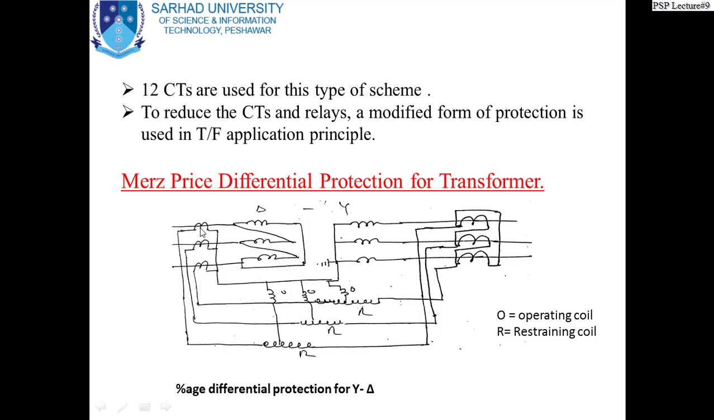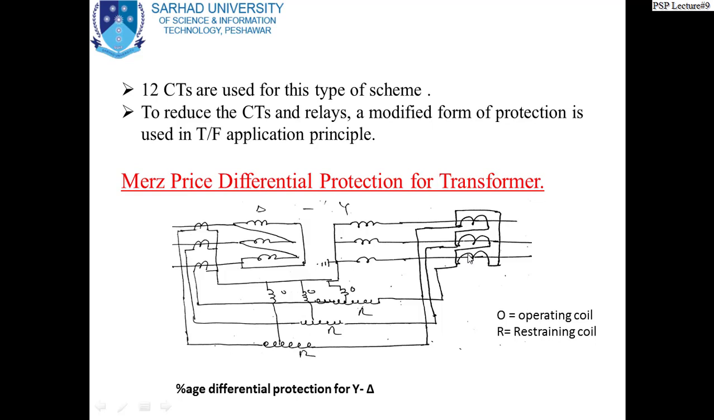So, to perform accurate comparison, all CTs on the delta side, you see CT number 1, CT number 2, CT number 3, are connected in star, and all CTs on the Y side are connected in delta. This is, of course, the remedy if you want to compare the line current of one side to the line current of the other side for a delta-star connected transformer.